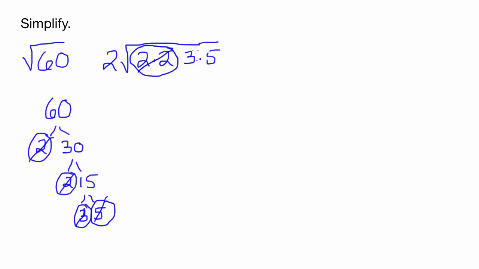And then the 3 can't be paired with anything, the 5 can't be paired with anything, so they have to stay inside. Okay. So then we end up with a 2 outside, and then we're just going to simplify the inside. 3 times 5 is 15. So the square root of 60 equals 2 root 15.